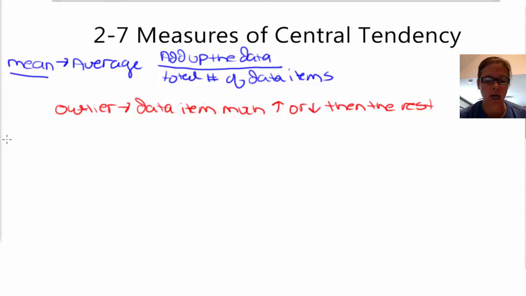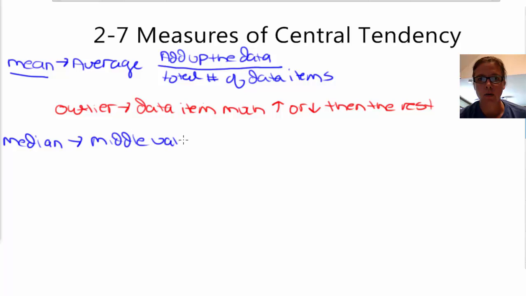So mean is one. Median is just like the middle of the road. It's called a median. It's the middle value when the data is in numerical order. You have to put them in order first.